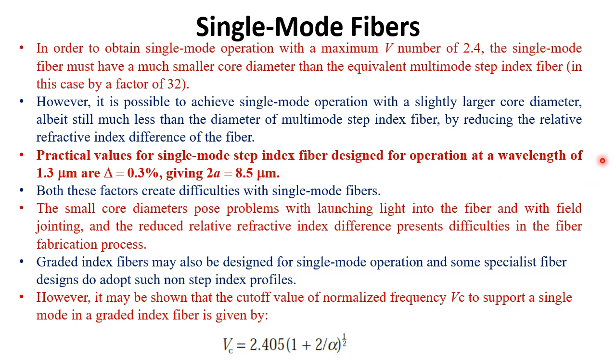So both these factors create difficulties with single mode fibers. The small core diameter poses problems with launching light into the fiber and with fiber joining, and the reduced refractive index difference presents difficulties in the fiber fabrication process. Graded index fibers may also be designed for single mode operation, and some specialist fibers are designed to adopt such non-step index profiles. However, it may be shown that the cutoff value of normalized frequency, that is Vc, to support a single mode in graded index fiber can be given as Vc equal to 2.405 into (1 plus 2 by alpha) to the power half.